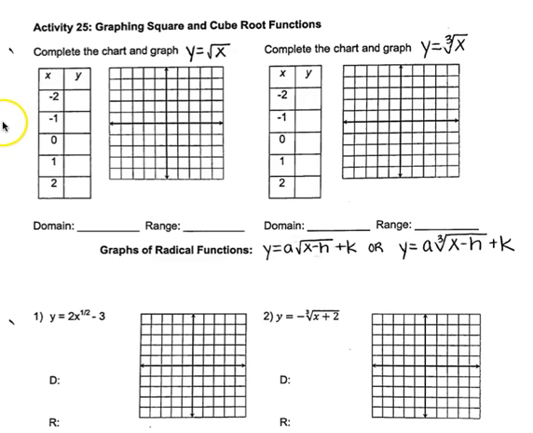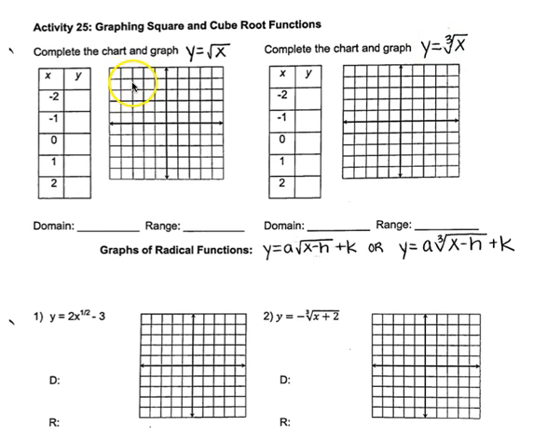All right, today we are going to move into activity 25 with two more of our parent graphs. The parent graphs that we're looking at today are the square root and the cube root. The parent graph equation for square root is just y equals square root of x. For cube root, y equals cube root of x, or f of x equals square root of x, f of x equals cube root of x.